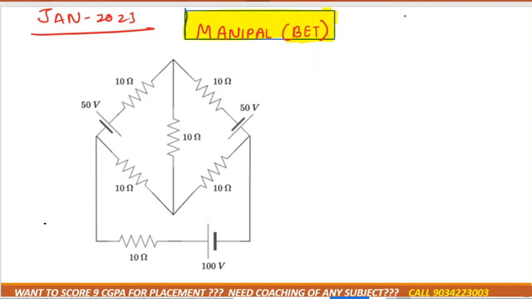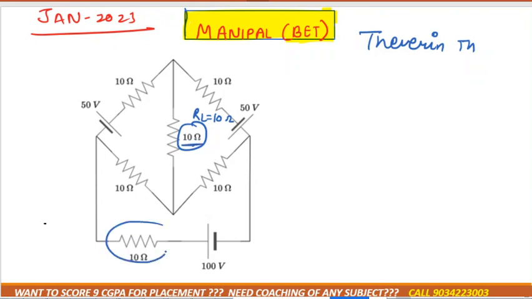This is the third question from January 2023. In this, we have to use Thevenin's theorem, and they have given RL equal to 10 ohm. We'll calculate it according to this.